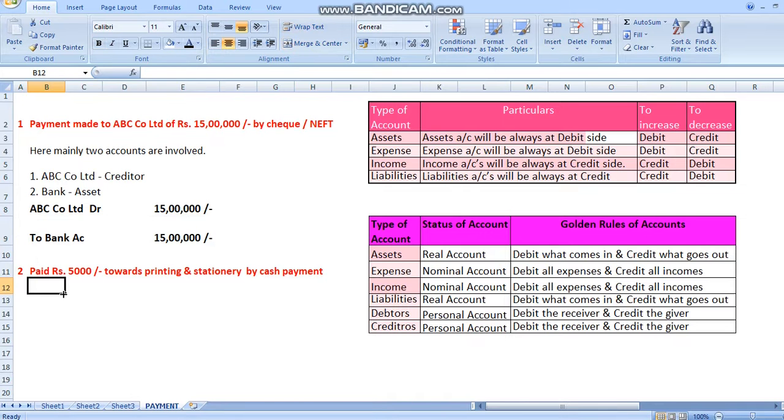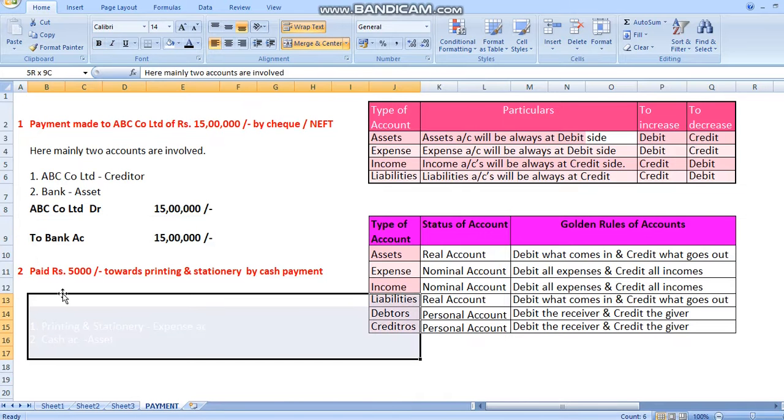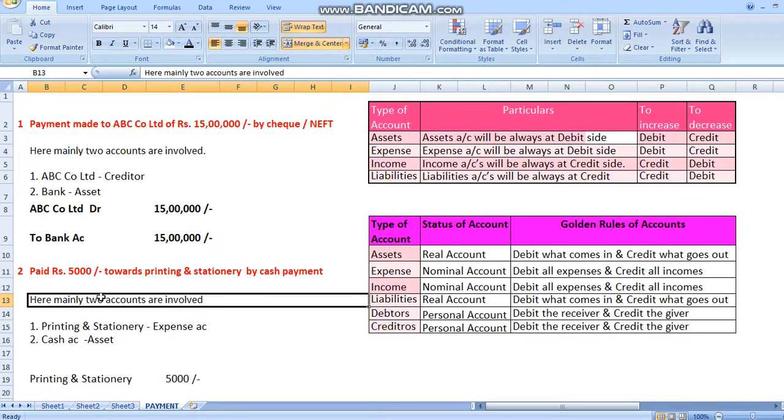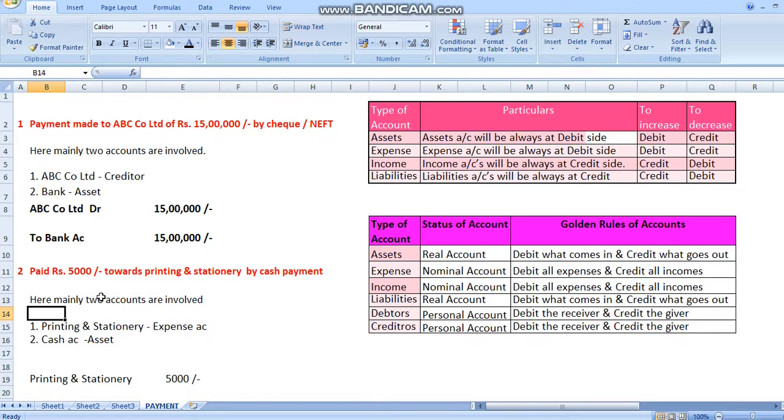Now let us see the second example, where you have made payment by cash mode. We have made payment towards printing and stationery expenses of 5,000 rupees. Here mainly two accounts are involved. One is printing and stationery, which comes under expense account. For expense account, what is the rule? Debit all expenses. So since printing and stationery is an expense, we have debited here.